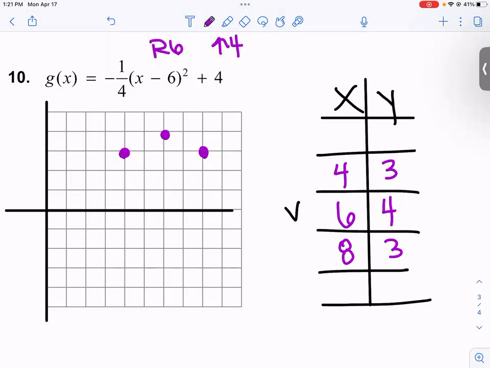Okay. And then because I know I'm multiplying by 1/4, I'm not going to plug in 3, but I'm going to plug in 2 and I'm going to plug in 10. Because when I plug in 10, 10 minus 6 is 4, so I get 4 squared times negative 1/4 plus 4. Exactly.